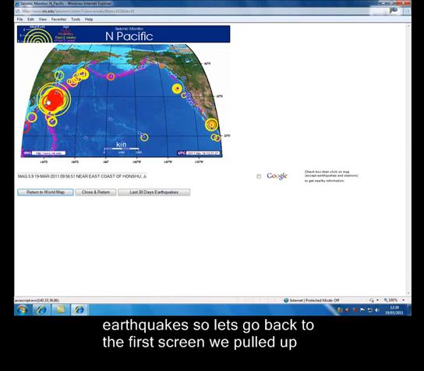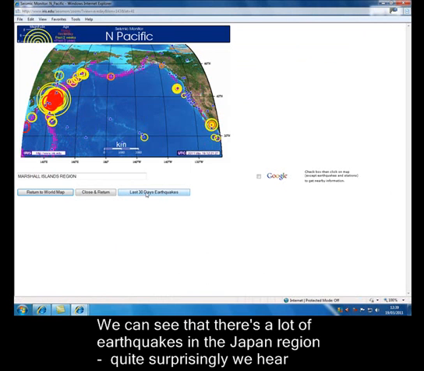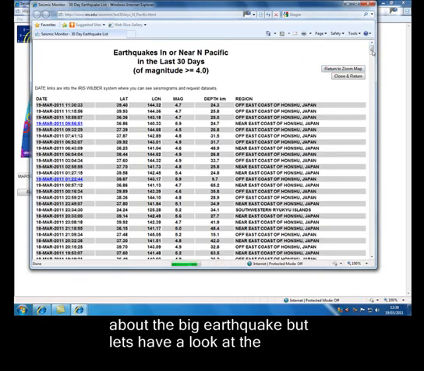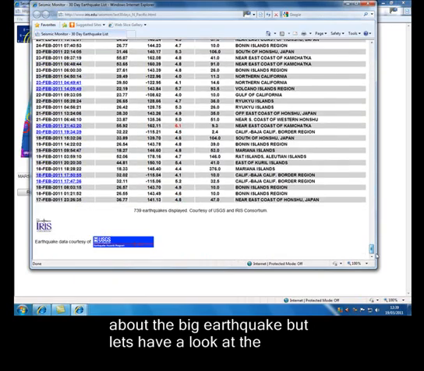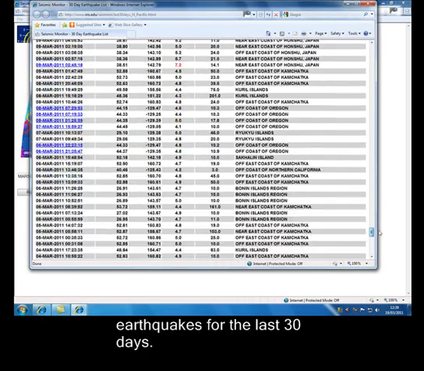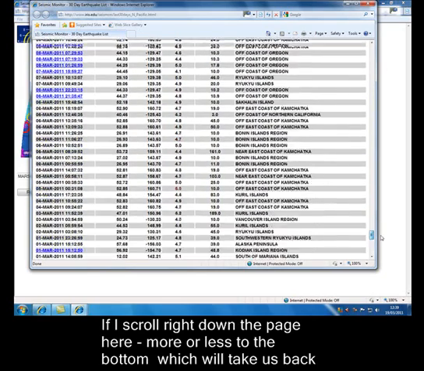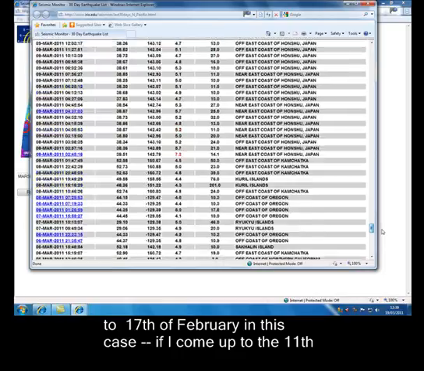We can see there's a lot of earthquakes in the Japan region. Quite surprisingly, we hear about the big earthquake. Let's have a look at the earthquakes for the last 30 days. If I scroll right down the page here, more or less towards the bottom, it would take us back to 17th of February in this case.